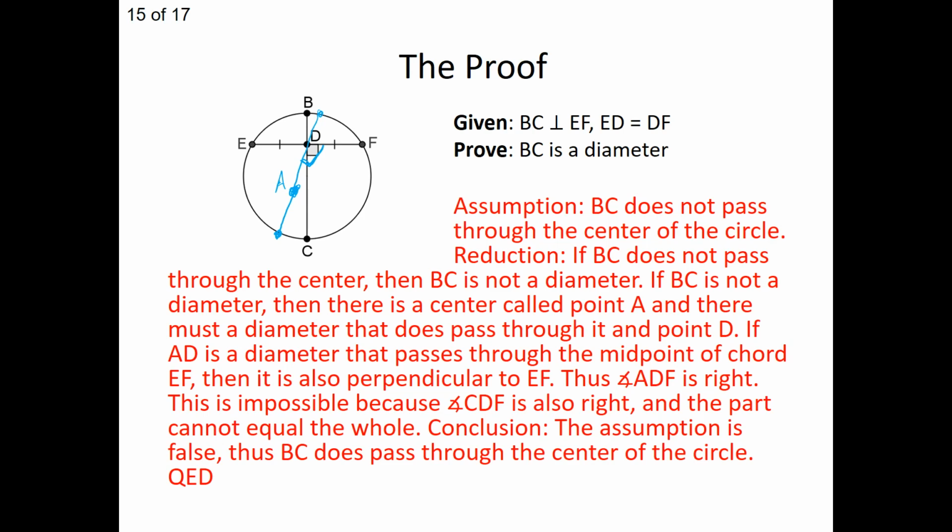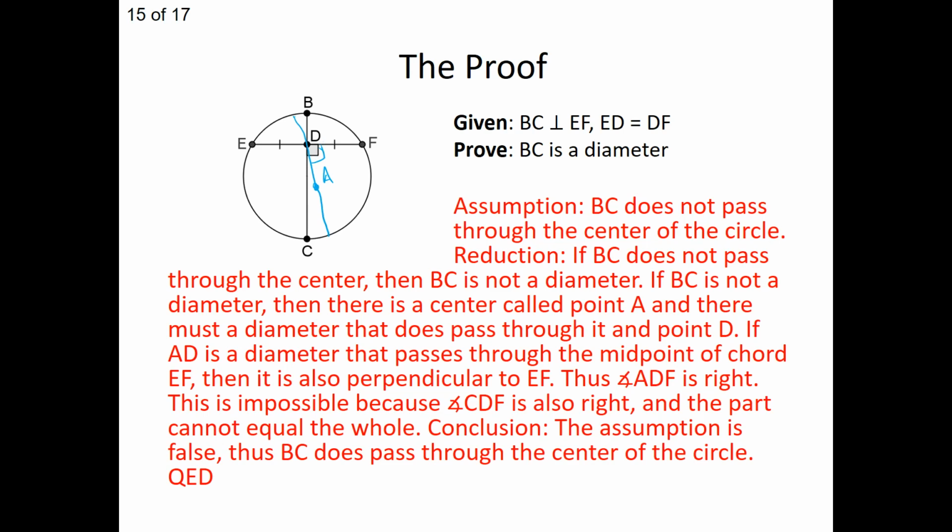The question that may come up would then be, well, what if point A was on the other side? What if point A was here? Same story would happen if we were then to do this diameter AD. We'd still run into that right angle, and again, that would mean that the part and the whole are equal in measure.